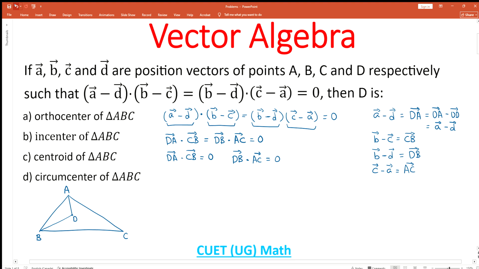Therefore, point D represents the orthocenter of the triangle ABC because orthocenter is a point where the altitudes of a triangle cross each other. That means point D represents the orthocenter of triangle ABC. So the answer should be option A. This should be the final answer for this problem. So these are the steps you have to keep in mind to solve this problem.